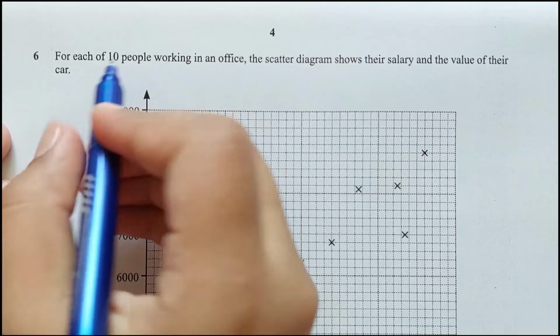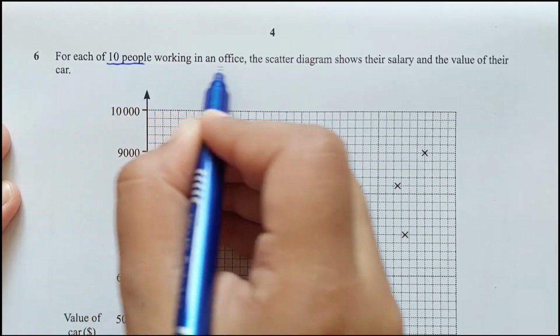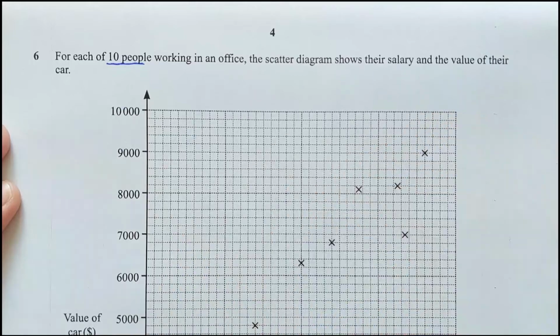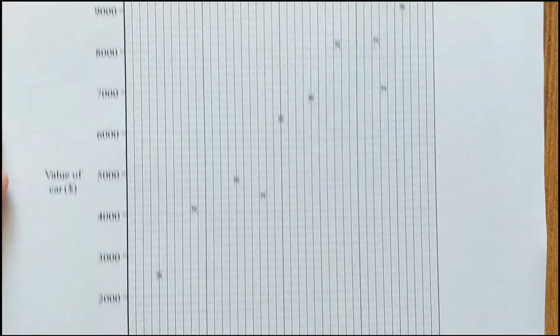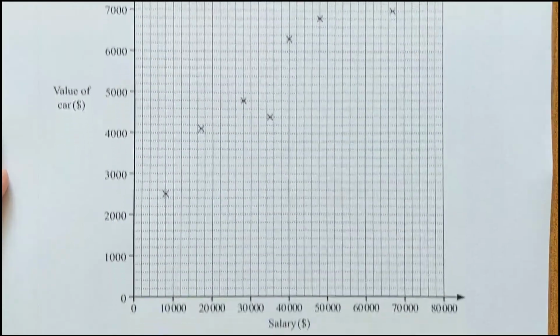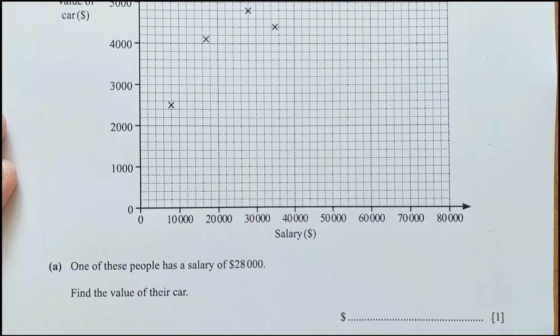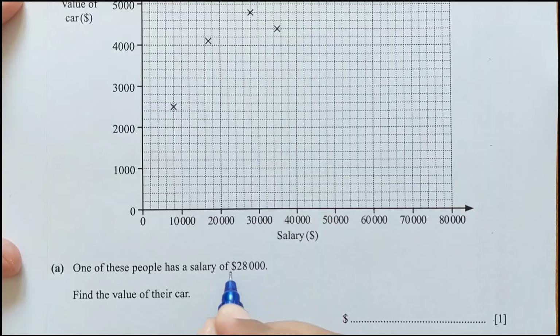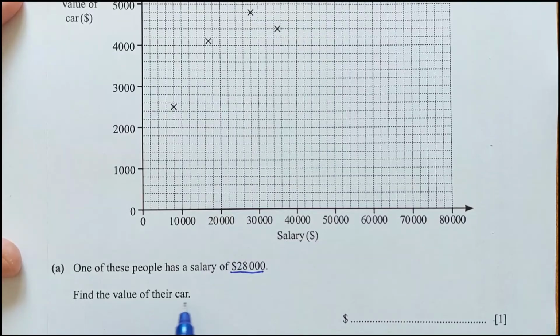Question number 6. For each of 10 people working in an office, a scatter diagram shows their salary and the value of their car, right? The value of cars in dollars and the salary in dollars. Part A, one of these people has a salary of $28,000. Find the value of their car.